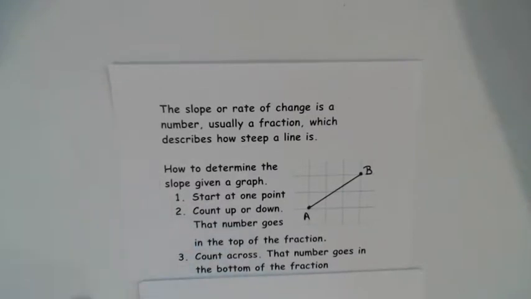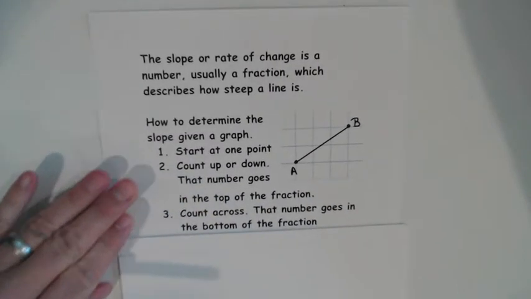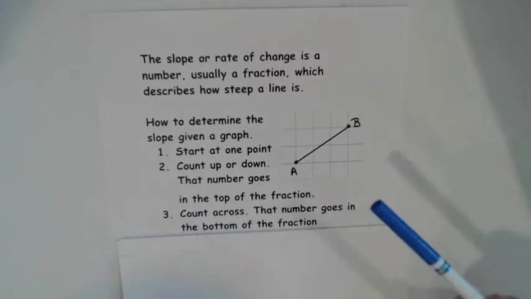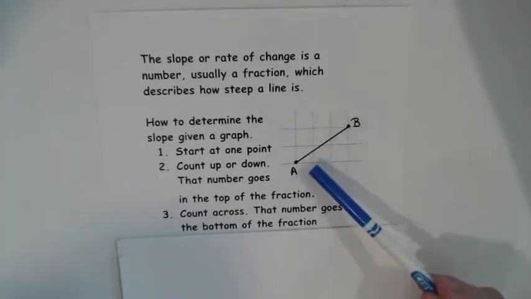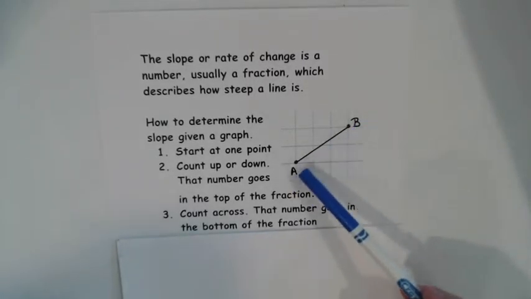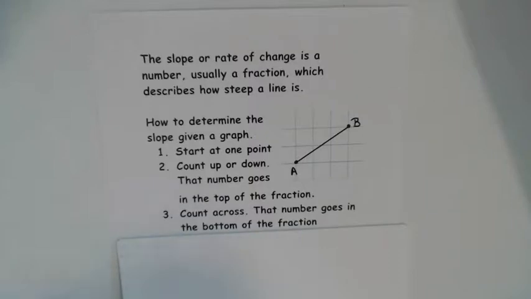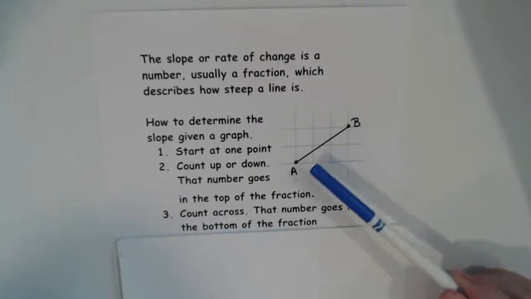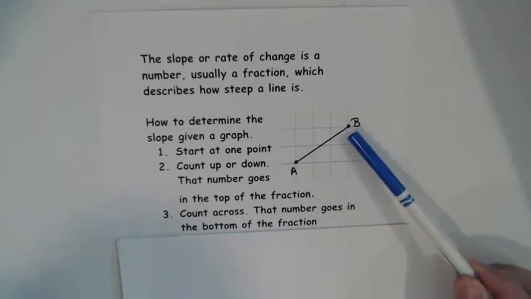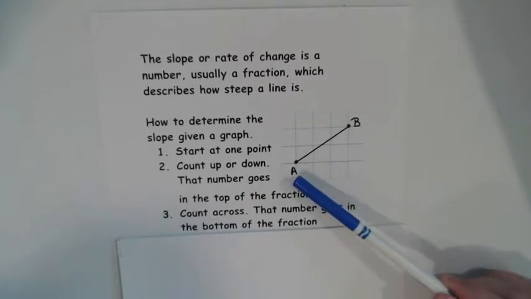We're going to use this example right here to start us off. And basically what we're doing is we're figuring out the slope of this line right here. I realize this is a line segment, but we're just going to use this line segment as an example. First thing we're going to do is start at one of these points. Doesn't matter which one we start at, we just start at one. We're going to start at A. We're going to write a fraction when we do this.